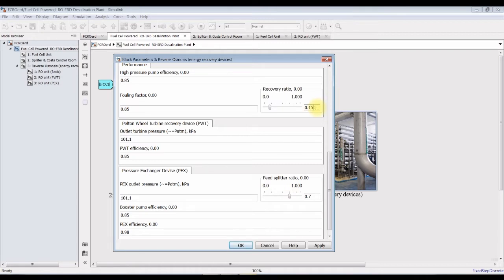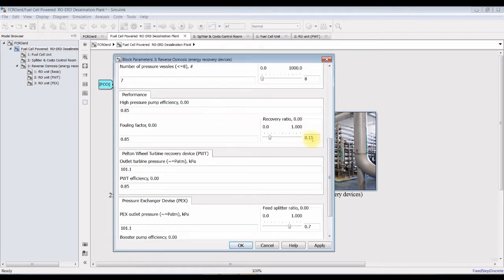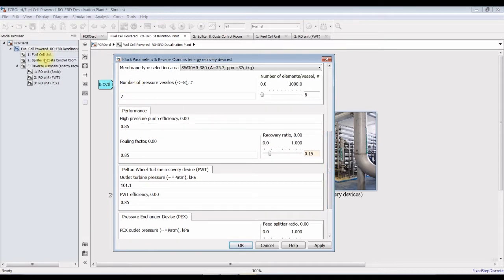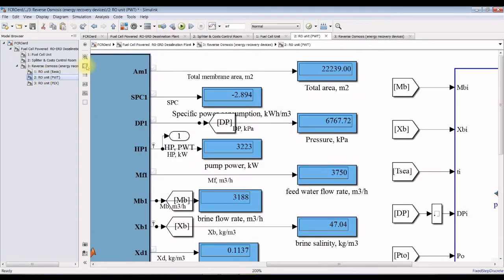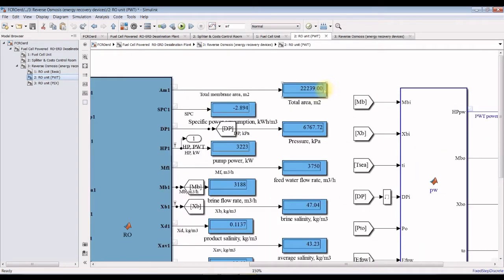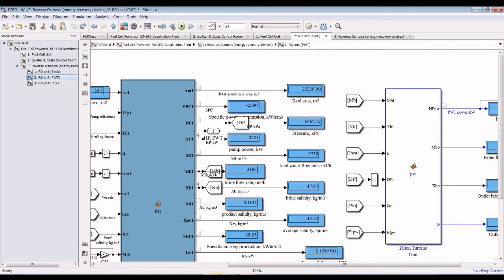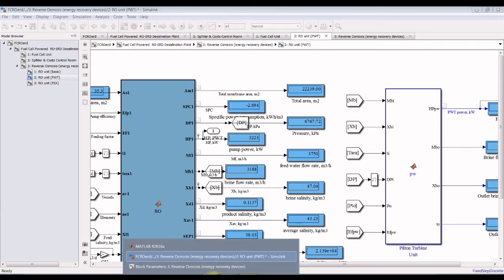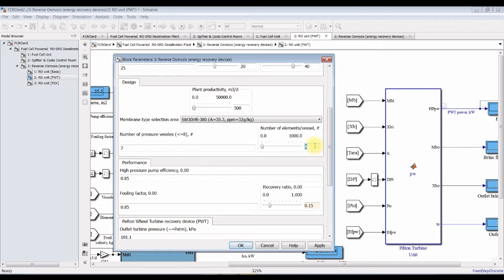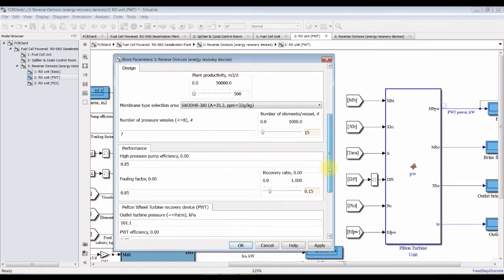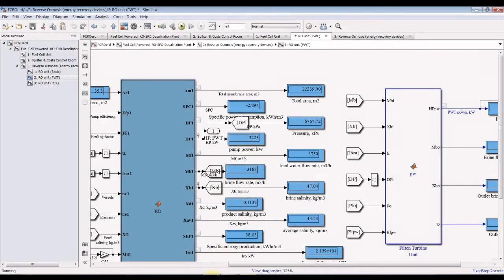I'm going to keep it. Recovery ratio is around 15%. Okay, let's go for the basic module, Pelton wheel drive, and pressure exchanger. I'm going for it from here. Yes, this is our model, Pelton wheel drive. Let's go and see if we run our model. I'm going for 15. A temperature result of 600. Hit apply. Let's run our model dynamically and see our effect.